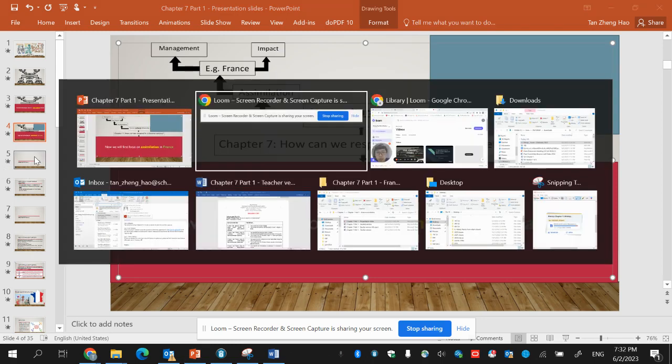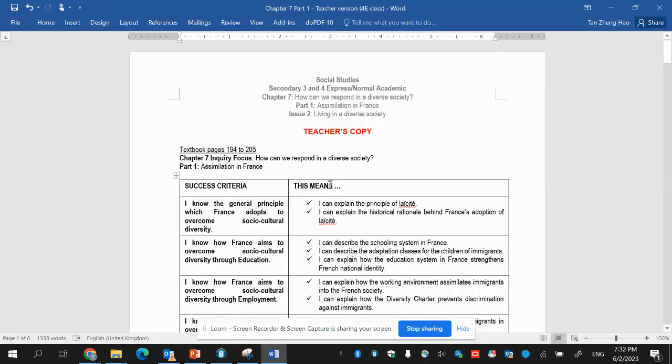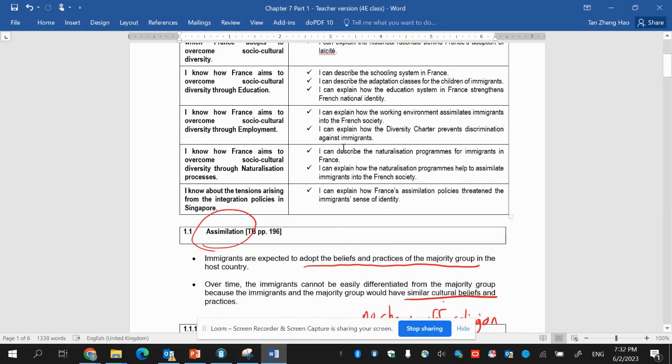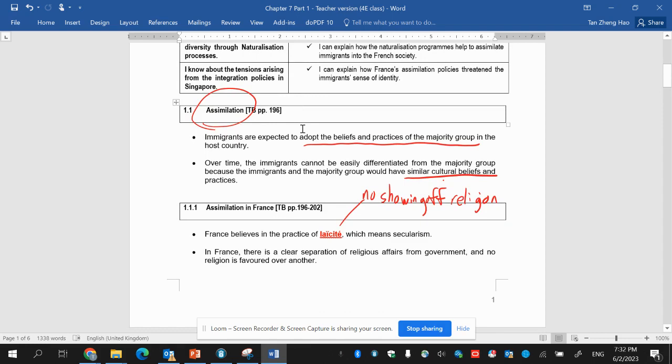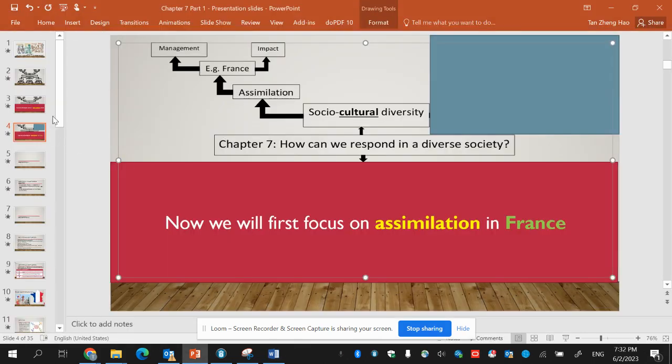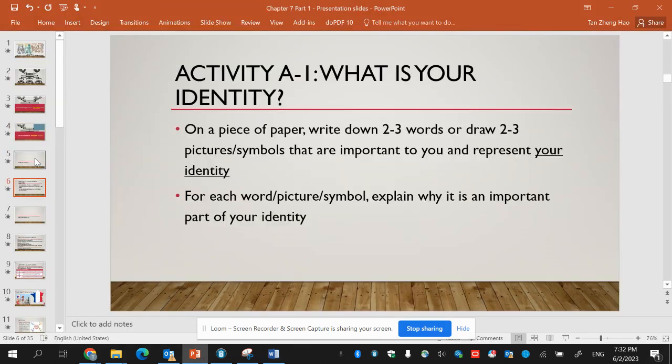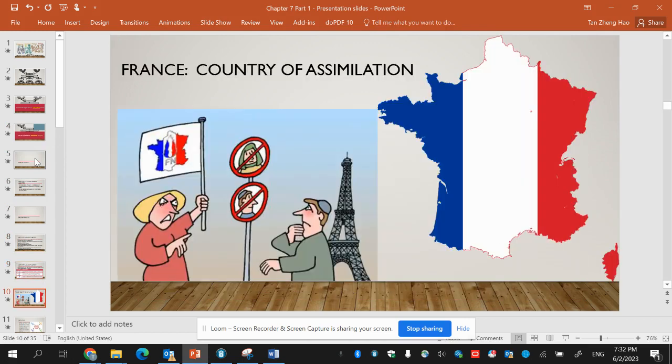You should have your set of notes with you so that as I go through the slides, you can take some notes. Some of the notes I'm showing here already have some notes taken in class, so you can double-check and write them down if you haven't. We're going to focus on assimilation. Let's skip this activity and get straight to the point.